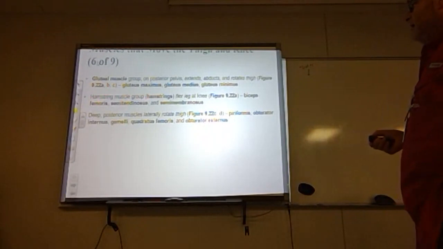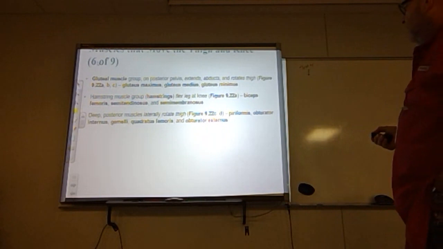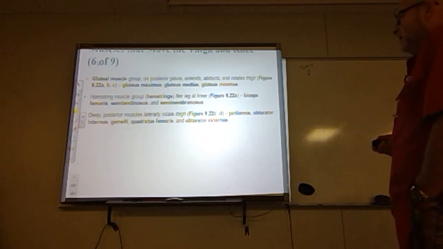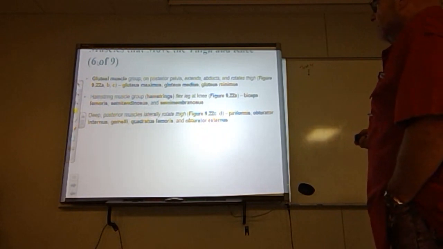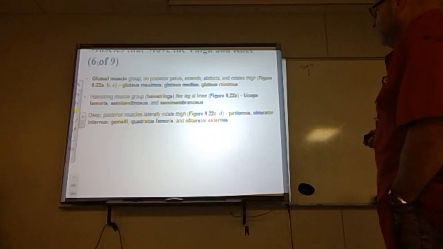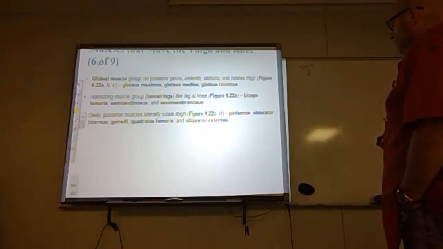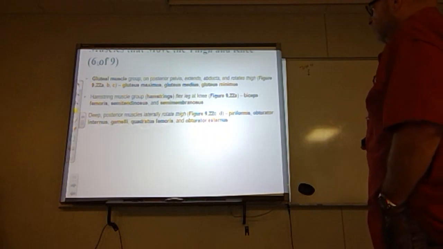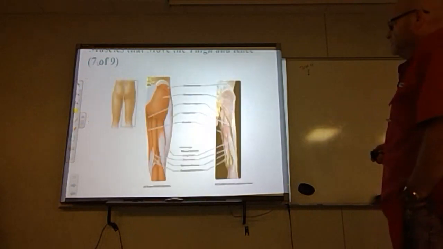The hamstring group, those are the muscles that run up the back of the thigh. They flex the knee: the biceps femoris, the semitendinosus and semimembranosus. And then you have the deep posterior muscles that laterally rotate the thigh: the piriformis, the obturator internus, the gemelli, the quadratus femoris, and the obturator externus.